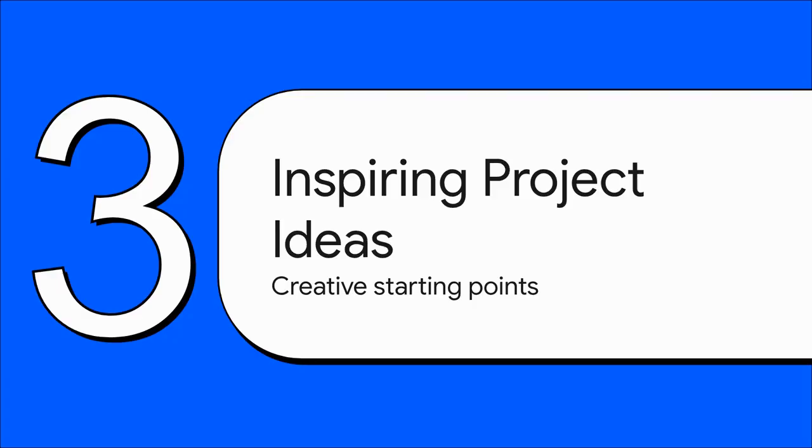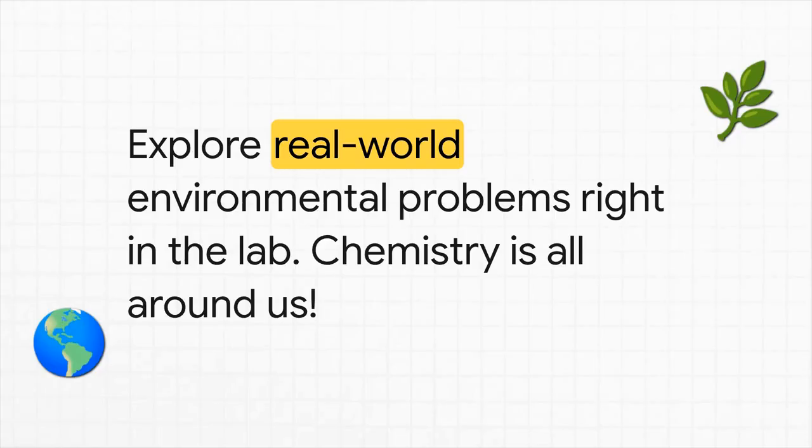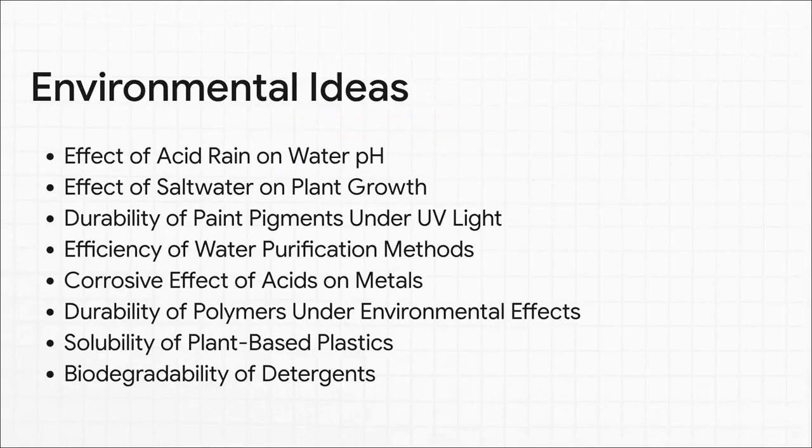Okay, you've got the 6 steps. You know the how. But now for the big question. What on earth do you actually investigate? Coming up with a good research question can honestly be the hardest part. So, to help you out, we've put together 20 different ideas to use as a starting point. First up, let's look at the world around us. Environmental chemistry is an absolute goldmine for IA topics that are not only fascinating but also super relevant to real-world issues. Just look at all these possibilities.